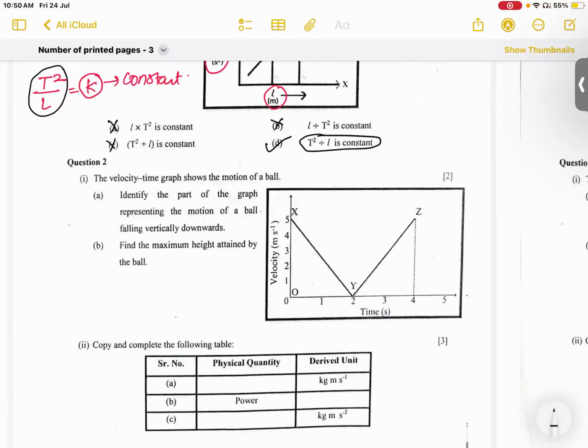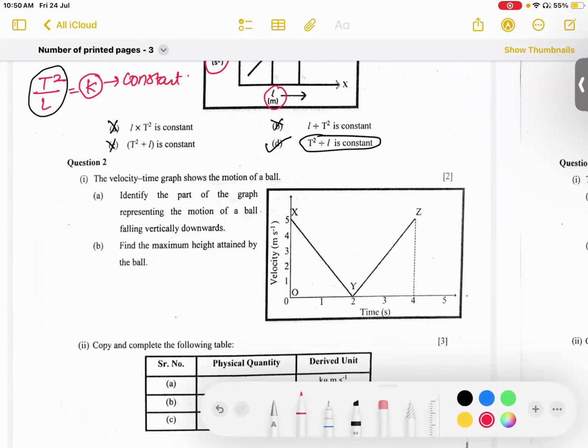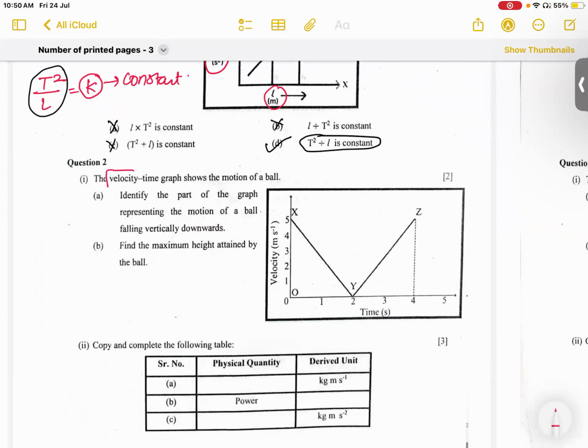Okay, kids. Question number two. Whenever you solve such type of questions, you need to read it and see what they have instructed. The velocity time graph of the motion of a ball is shown. Identify the part of the graph representing motion of a ball falling vertically downwards. So suppose this is the object at location A and the ball is falling down, guys. When the ball falls down, can I simply say the initial velocity of the ball will be zero because it will be at rest at that point?